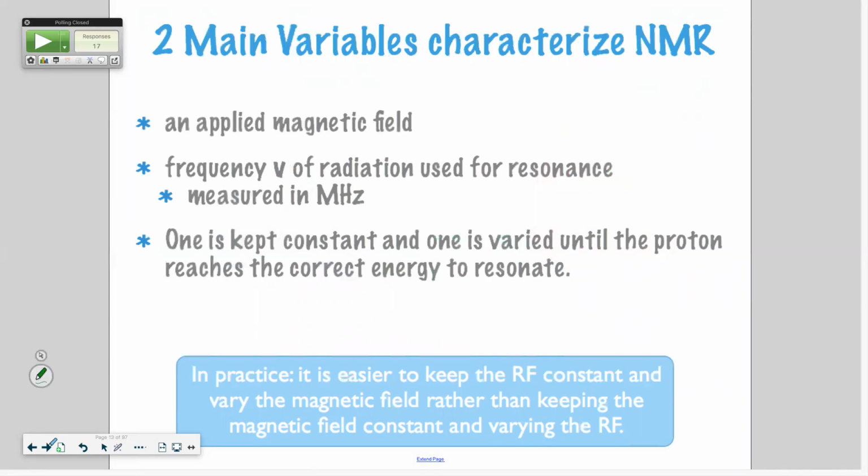One is kept constant and one is varied. You have an RF and an applied magnetic field. In practice, it is actually easier to keep the radio frequency constant and vary the magnetic field, rather than keeping the magnetic field constant and varying the radio frequency. I don't know why that is. That has to do with the instruments, I believe. But technically, the instrument does all that for you, okay? Like I say, we're just happy that it works.